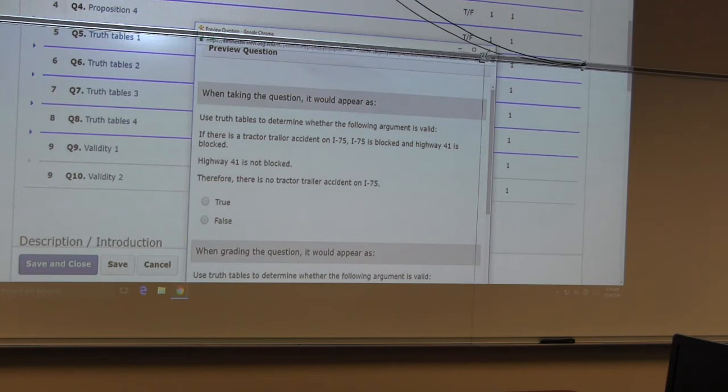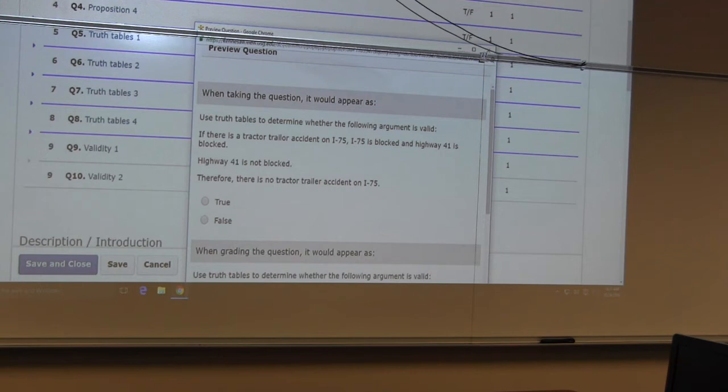Now, not 41 is going to be the opposite of 41, so that's F T. Now, 75 and 41 is an AND statement, so it's true only when both are true. So looking at 75 and 41, that's these two columns here. They're both true here, but now we have a false, and 2 falses. Then we have 2 T's again, and then we have a false, and 2 falses, okay? So it's only true here and here.